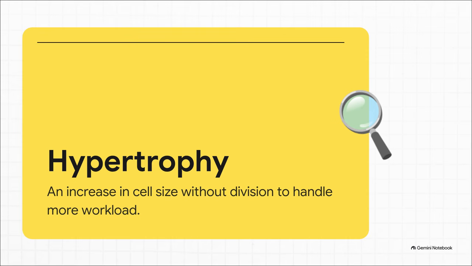It's exactly like a bodybuilder's muscle cells getting massive with heavy resistance training. Clinically speaking, a super common example you'll see is the left ventricle of the heart thickening up. It does this in response to the massive workload of chronic hypertension.